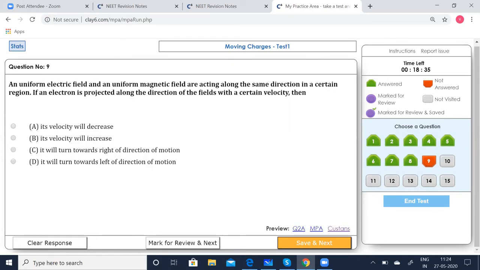Now, E is the electric field, v is the velocity, and B is the magnetic field. E, v, and B are all in the same direction. See, the electric field and the uniform magnetic field are lying in the same region. Then the magnitude of the magnetic force experienced by the electron is 0. The electric force is acting opposite to the velocity of the electron, so the velocity of the electron will decrease. Obviously, it will decrease. So option A is correct. Take that. Go to the next.